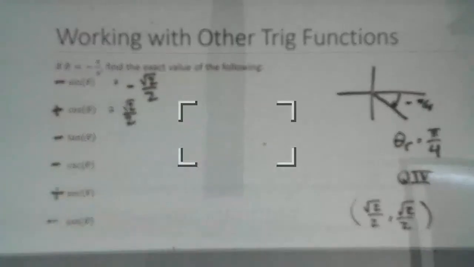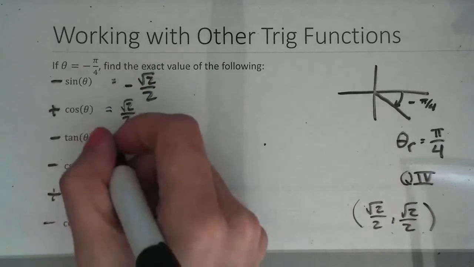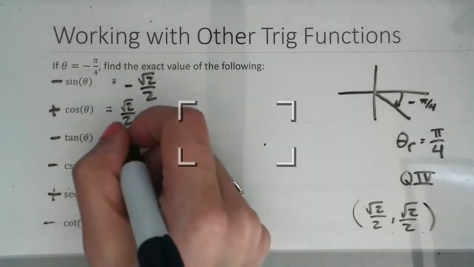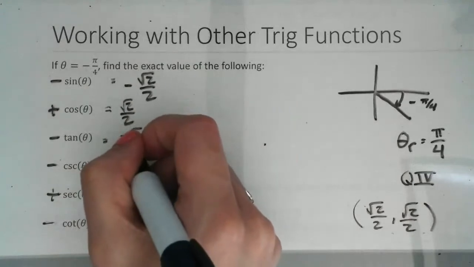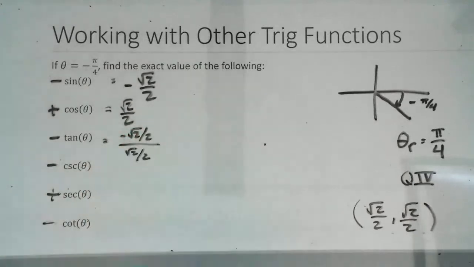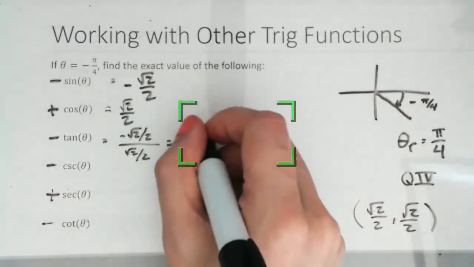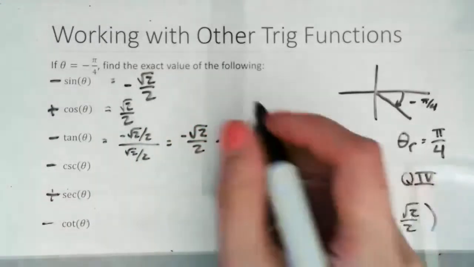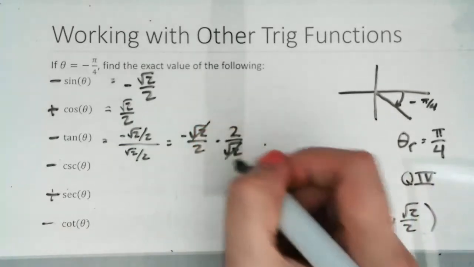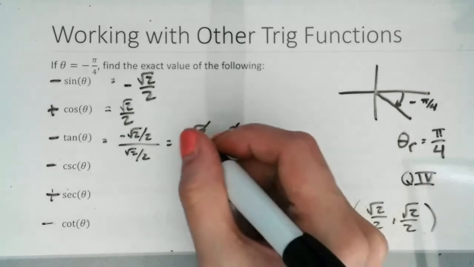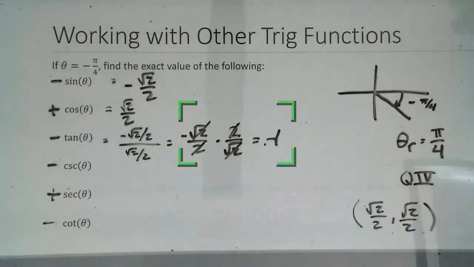Now we have the tangent of theta. Remember that tangent is equal to sine over cosine. So if I take my sine value, negative square root of 2 over 2, and divide it by my cosine value, square root of 2 over 2, then I can do my keep, change, flip. I keep the first one, change to multiplication, flip the second one. The square root of 2's cancel, the actual 2's cancel, I'm left with negative 1 times 1 is negative 1. So the tangent is negative 1.